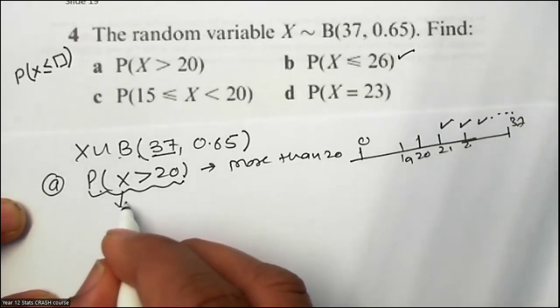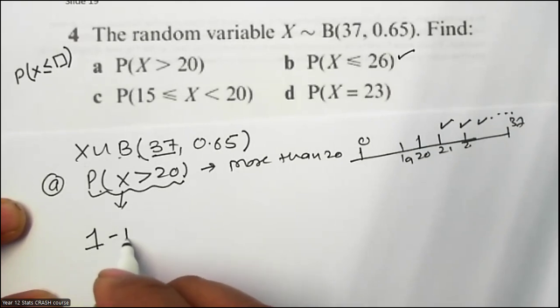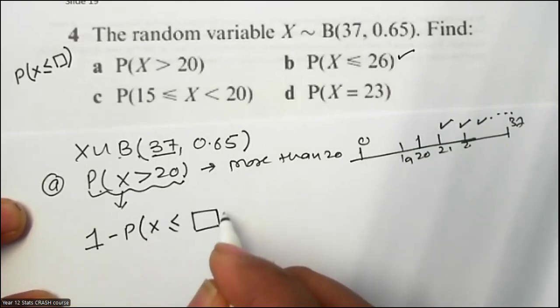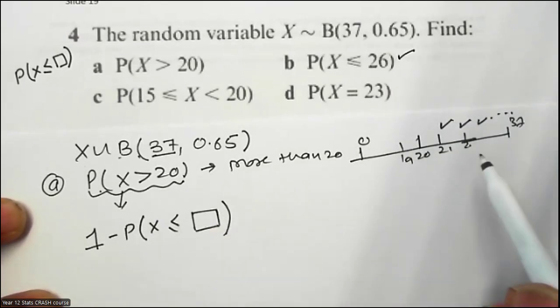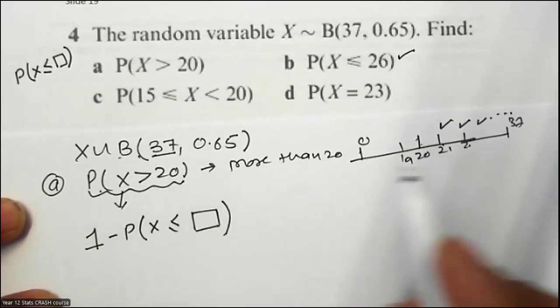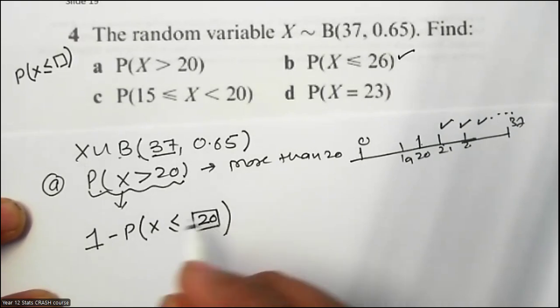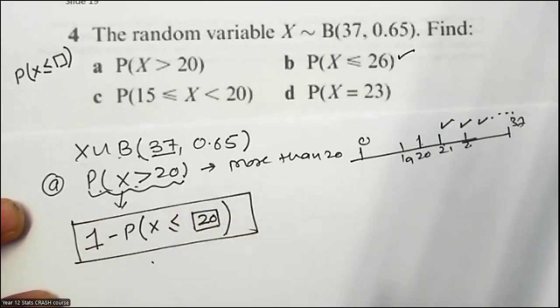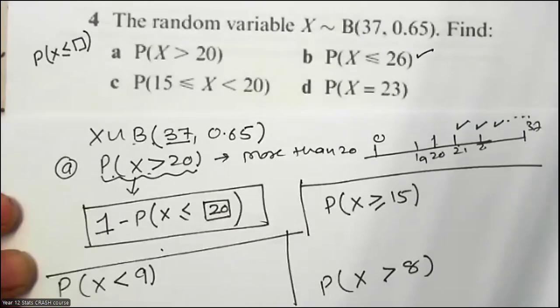So I need to do what? I have to write this as 1 take away the probability of X less than or equal to the biggest number which I do not want. I want 21, so 20 is the biggest number I do not want. People, this is how the first one will be changed so that it becomes calculator friendly. Have a look, pause and check if you understand this.